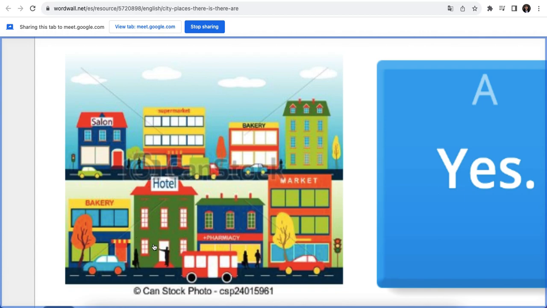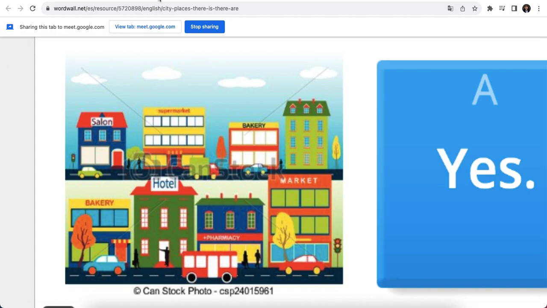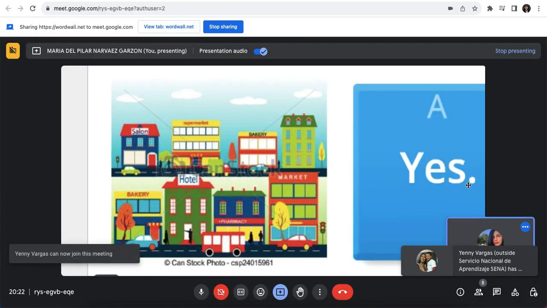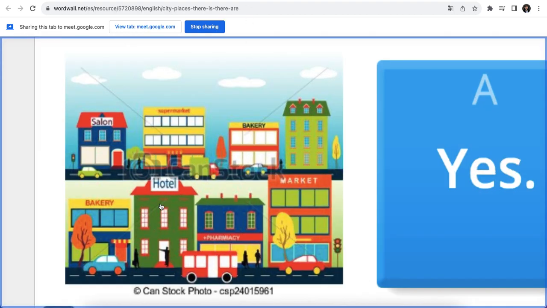Hotel. So it's kind of transparent, very similar to Spanish. The pronunciation is different. Welcome. Entonces tenemos hotel, right? Tenemos pharmacy. Pharmacy, we can say pharmacy or we can say drugstore, yes? Market. The market, it's a little bit different from the supermarket. Market es más como la plaza, ¿no? Aquí tenemos bakery and bakery. So we have two bakeries, yes? We have a supermarket and we have one market.